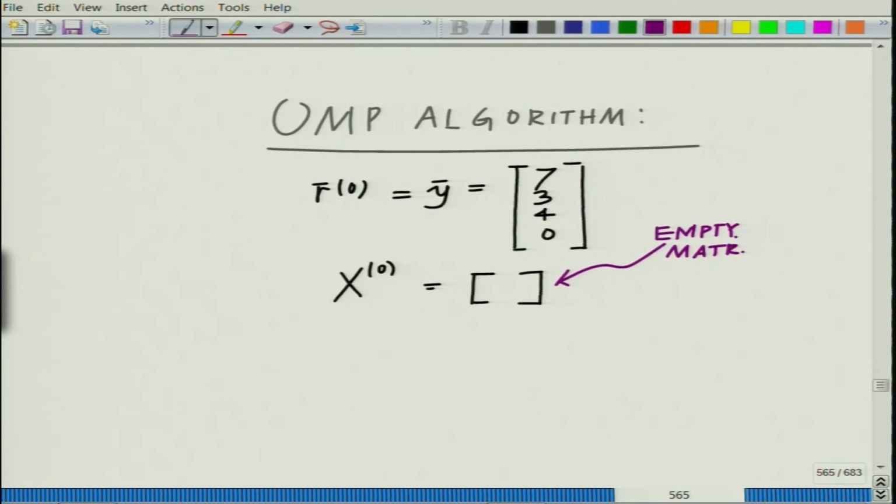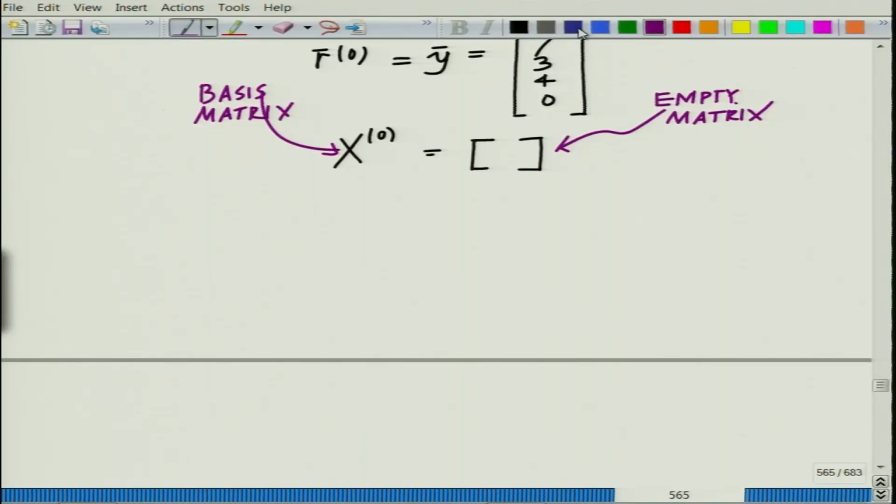Remember x, this is the basis matrix, or what we use for subset selection, selecting the subsets of the columns of the matrix X, and initially this is initialized as the empty matrix to begin with. All right. Now we begin with iteration 1, the first iteration. Once we have defined these two quantities, one can start with the first iteration. So what is the first iteration?